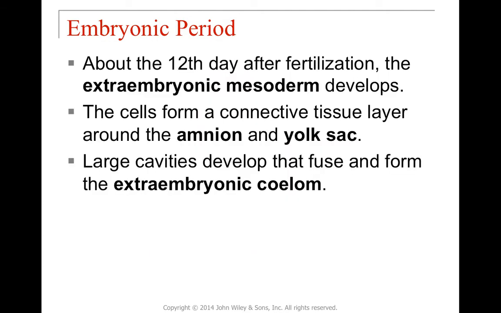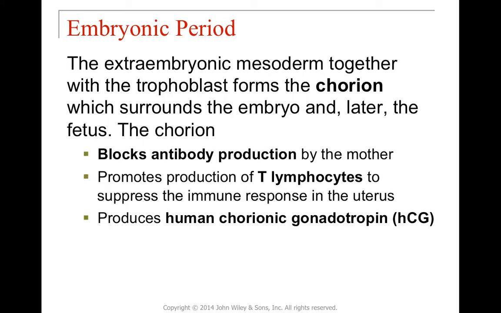Okay, so about 12 days after fertilization, we're going to make that mesoderm that I just talked about. That's the extra embryonic mesoderm. And we're also going to have a region that connects around the amnion and the yolk sac, making those extra large cavities that are going to form. Those are called the extra embryonic coelom. So this mesoderm is going to be very important. It works in concert with the trophoblast to form something called the chorion. And the chorion is going to surround the embryo and then later on the fetus, right? Because as soon as we end up losing the yolk sac, it becomes a fetus instead of an embryo.